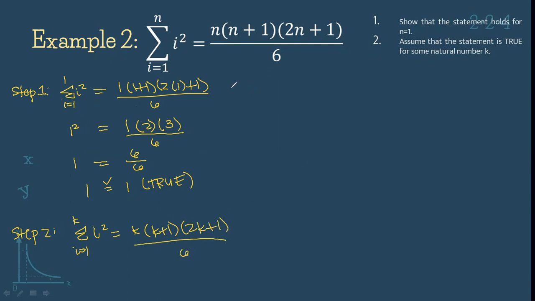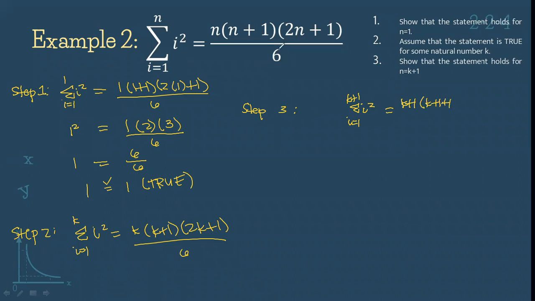Ngayon po, sa ating step number 3, we need to prove naman po that the statement is true for n is equal to k plus 1. So, ang ibig sabihin lang po nito, lahat po ng nakikita nating n, papalitan po natin ng k plus 1. So, step number 3. So, we have here the summation of i squared from 1 to k plus 1 is equal to k plus 1 times k plus 1 plus 1.